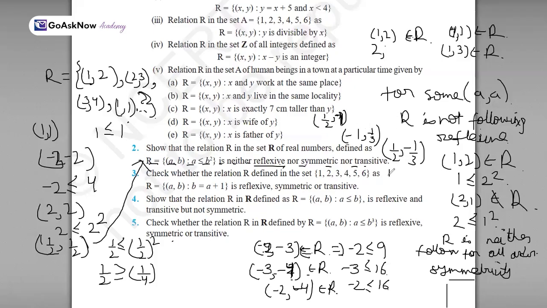So whether 1 by 2 is less than equal to 1 by 9, for this relation I have squared here. Is it true? No, it is wrong. So I have proved that it is not transitive for some elements. Like I have taken here example 1 by 2, minus 1, minus 1, 1 by 3, and then half and minus 1 by 3 doesn't belong to relation R. So for some elements, the relation R is not following reflexivity, symmetricity and transitivity. So the relation is not equivalence also, and we have proved here.